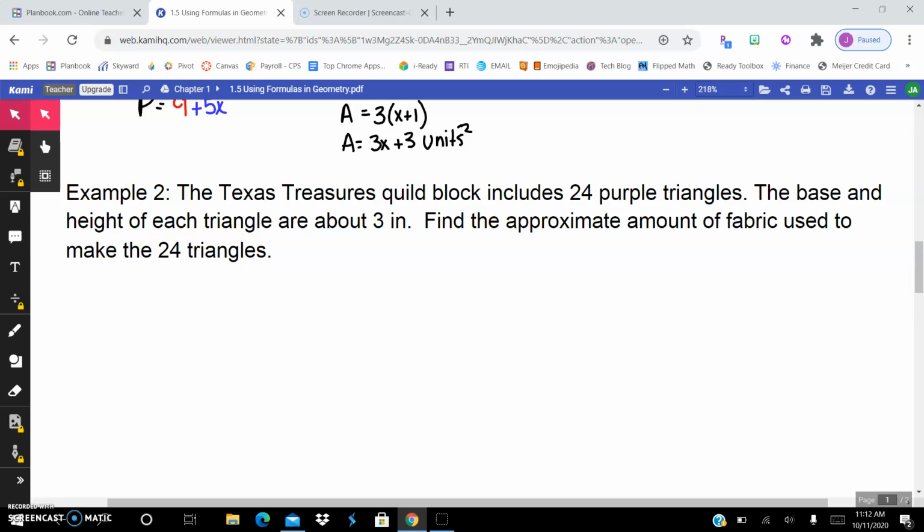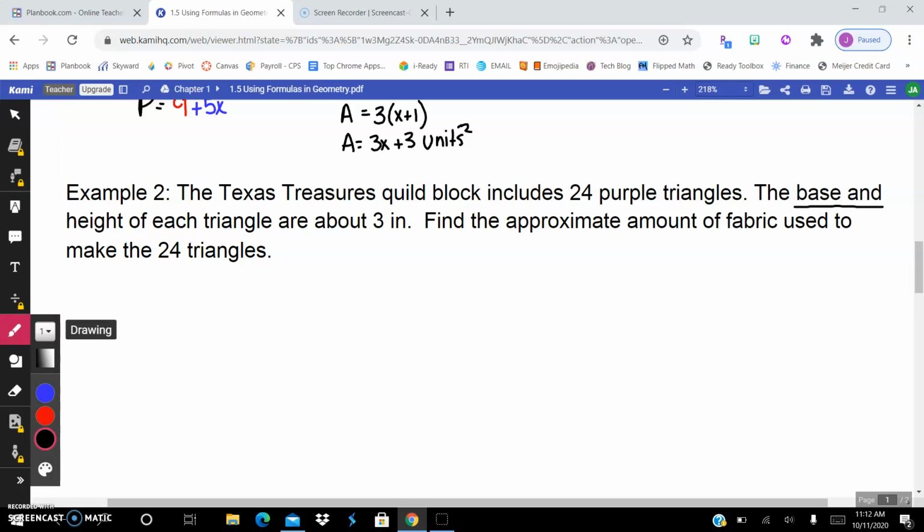So I have to find the area of one triangle, and it told us that the base and the height of each triangle are about 3. So we're going to do 1/2 times base times height. So 1/2 times 3 times 3. 3 times 3 is 9. Half of 9 would be 4.5.